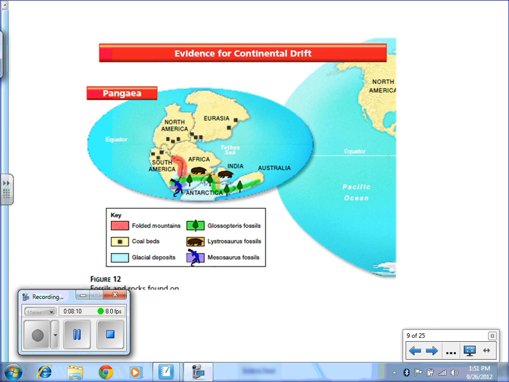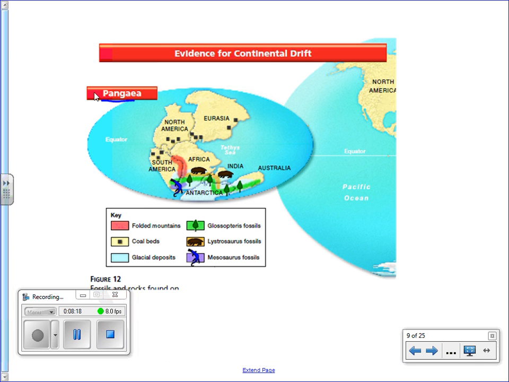This is just another image from the textbook showing the kind of Pangea, all Earth, the continents all together, and showing some of the different lines of evidence that suggest that it was in fact all together.